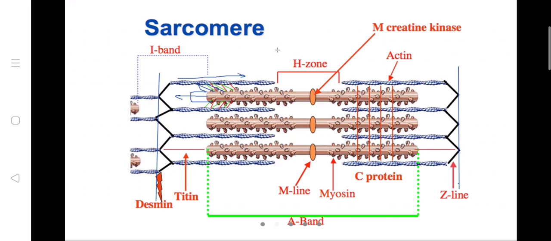Okay, they are pulled together. So from here to here is the sarcomere. This line is moving in this direction, this line is moving in this direction, and this line is moving in this direction. So finally, what will happen?